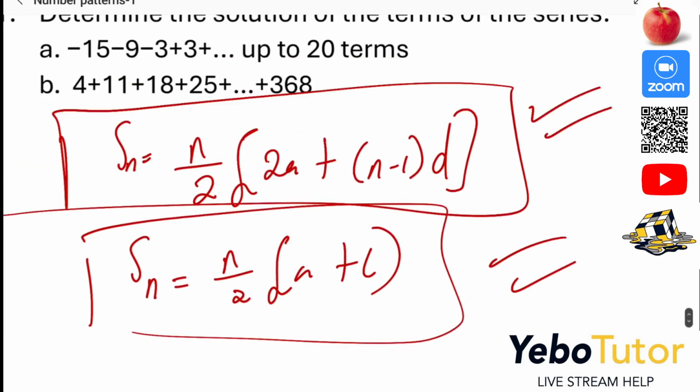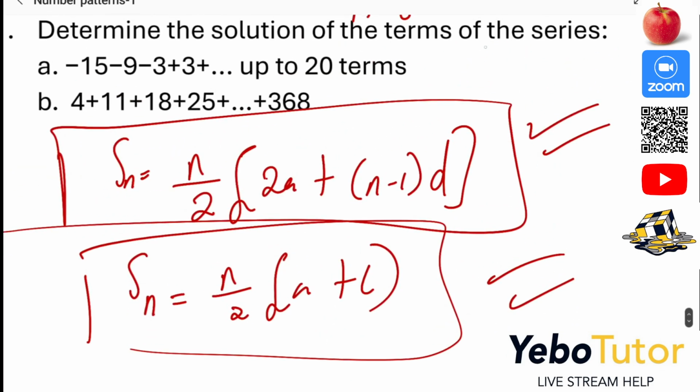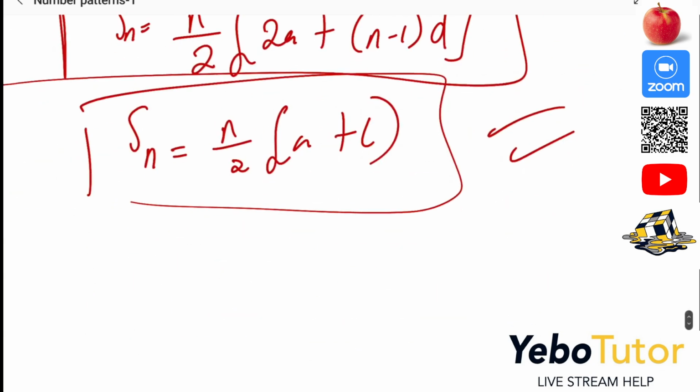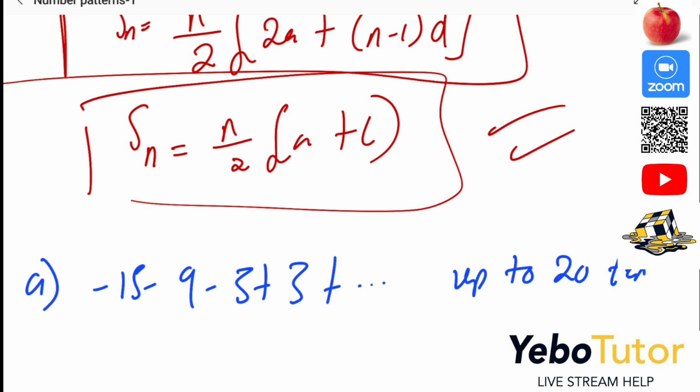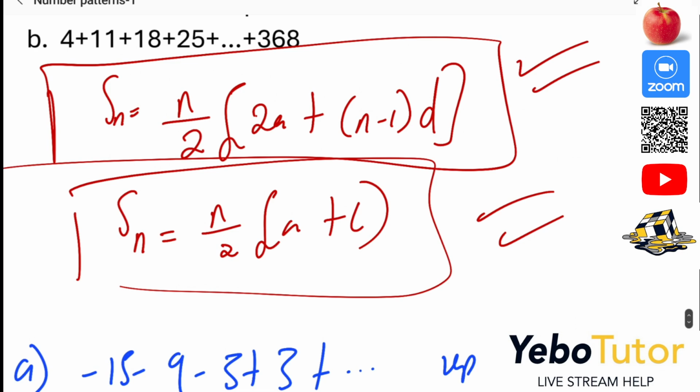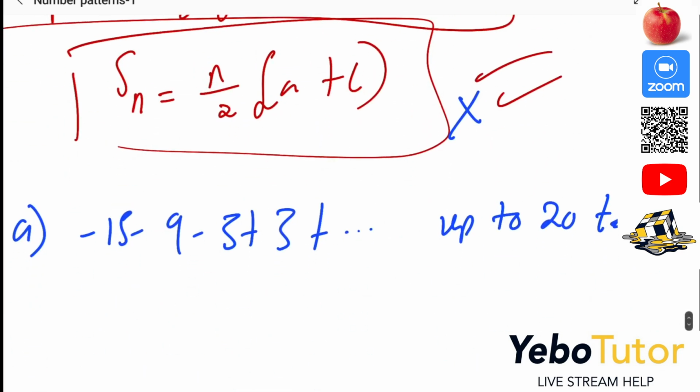Now we are given the first part, which is a. They are saying to determine the solution of the first terms of the series. We are given negative 15, negative 9, negative 3, 3, and so on, up to 20 terms. In this series, we're not given the last term. Since we don't know the last term, we can't use that equation, so we choose the other equation.